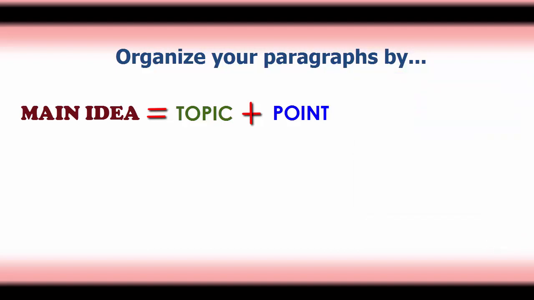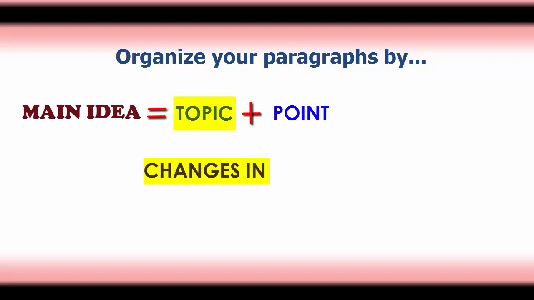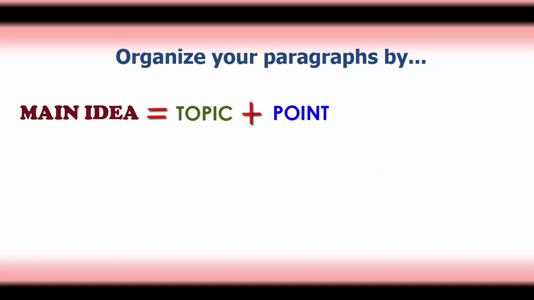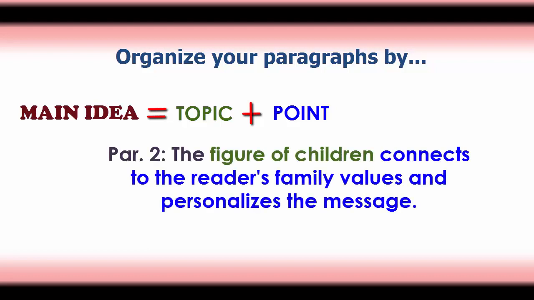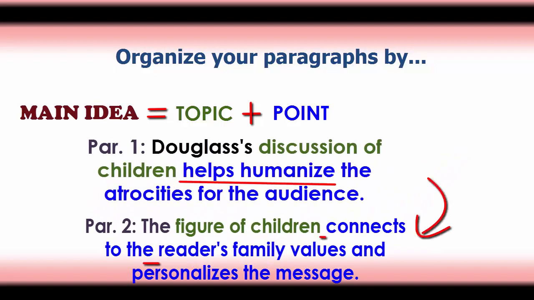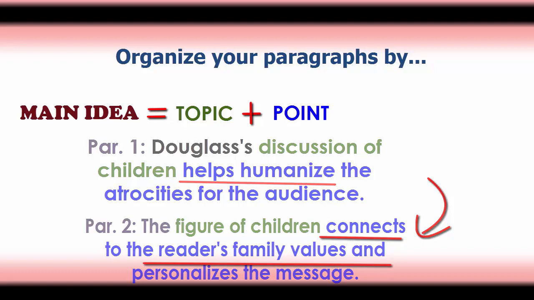So, what we need to do with our main idea is if either your topic or your point about that topic shifts, we need to create a new paragraph to help our readers notice a shifting of ideas. So back to my Douglas example. I might have another paragraph that says the figure of children also helps connect to the reader's family values and personalizes the message. Notice that my point about this topic has now shifted. So now I have a new paragraph to help my readers see my idea has slightly changed a little bit.